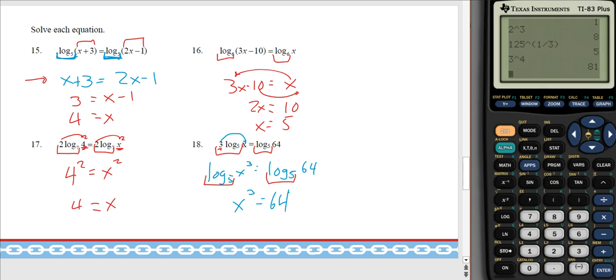Right? And then I can cube root or take each side to the 1/3 power. And I can plug that into the calculator if I need to. 64 to the 1/3 power. And my answer there is 4.